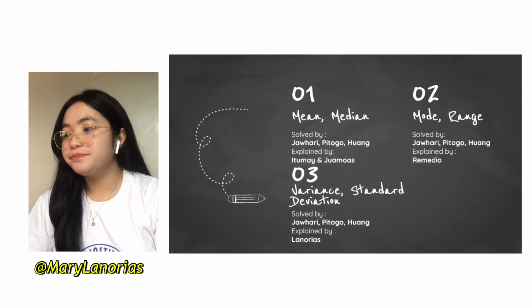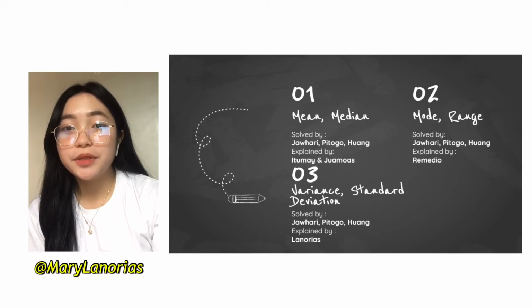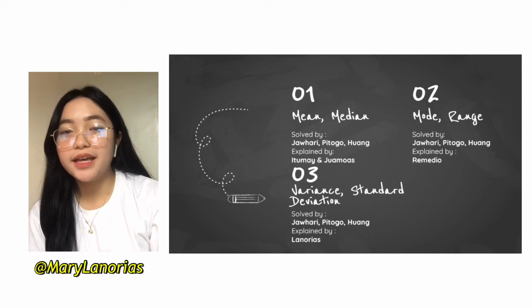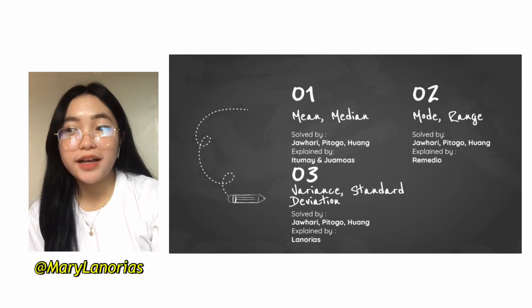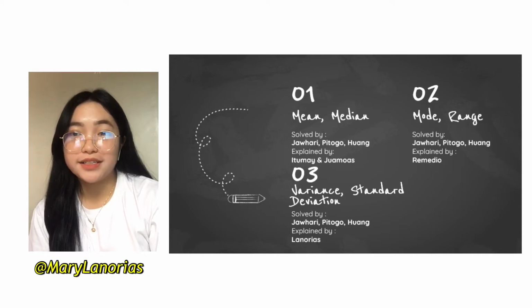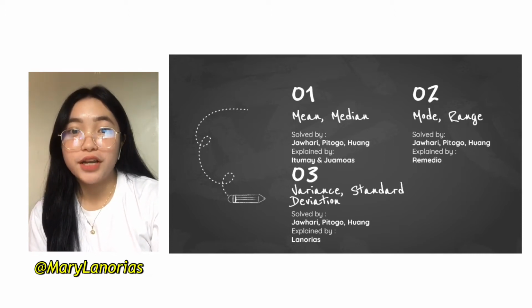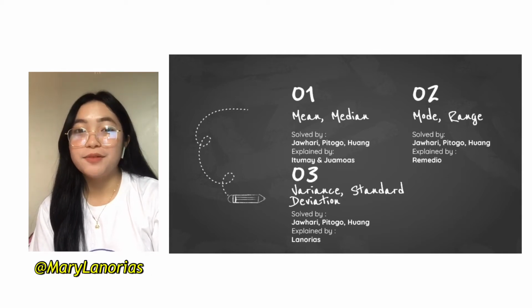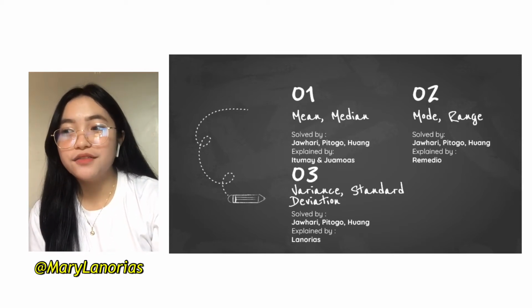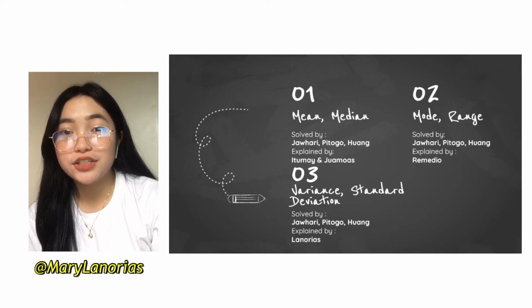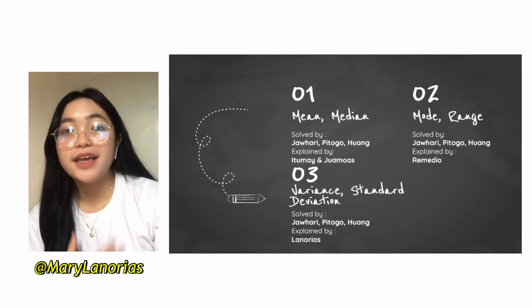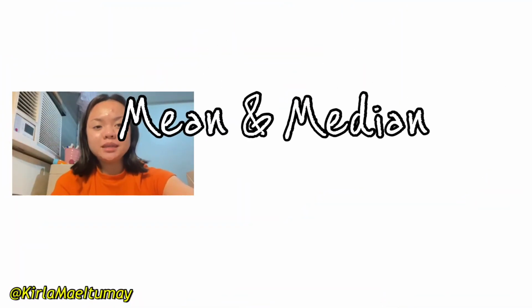So firstly, here is our table of contents. First, we have the mean and the median, which is solved by Johari, Pitogo, Huang, and explained by Itumay and Humauas. For the second one, we have the mode and the range, which is solved by Johari, Pitogo, and Huang, and explained by Remedio. And the third one, we have the variance and standard deviation, which is solved by the same people and explained by yours truly.